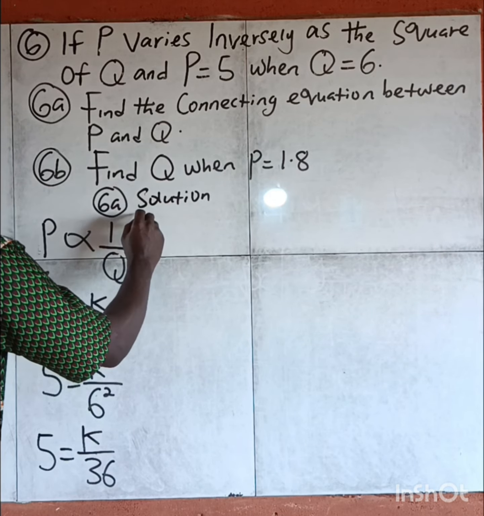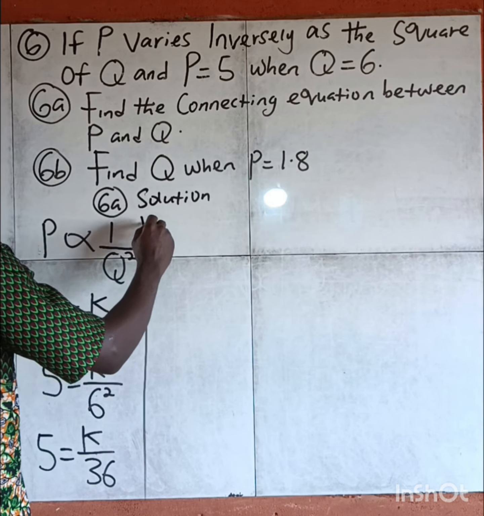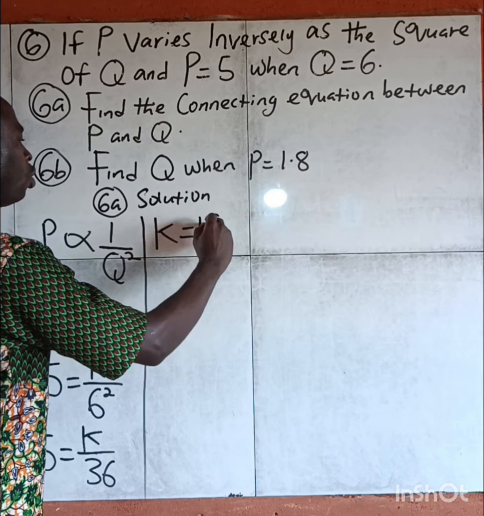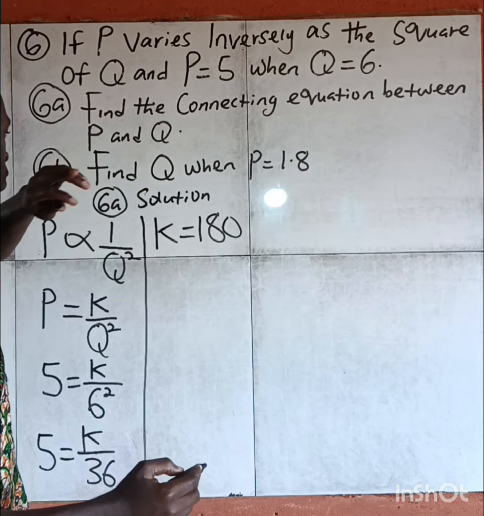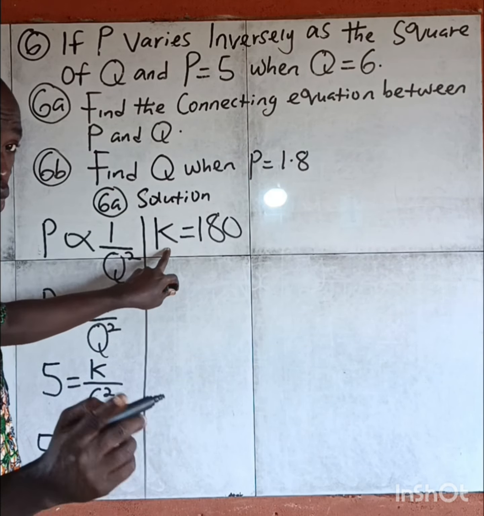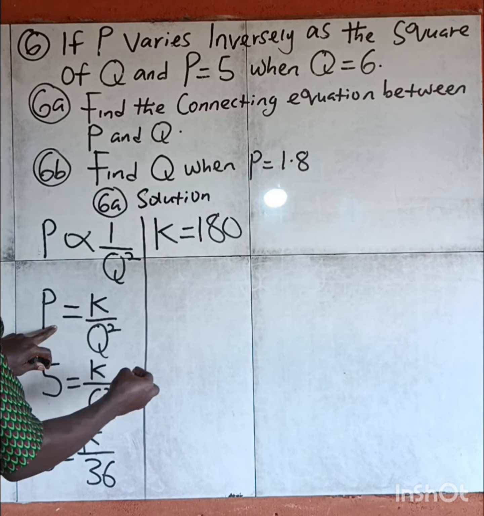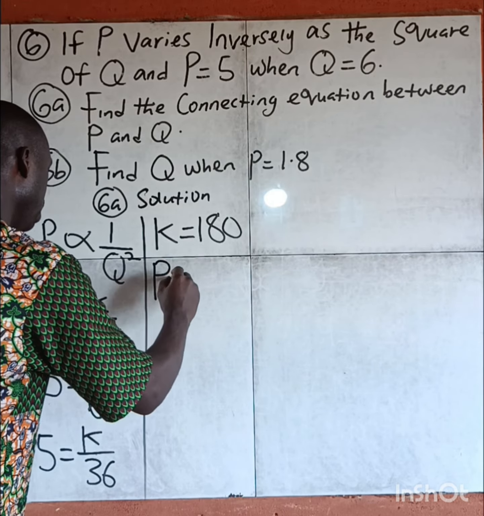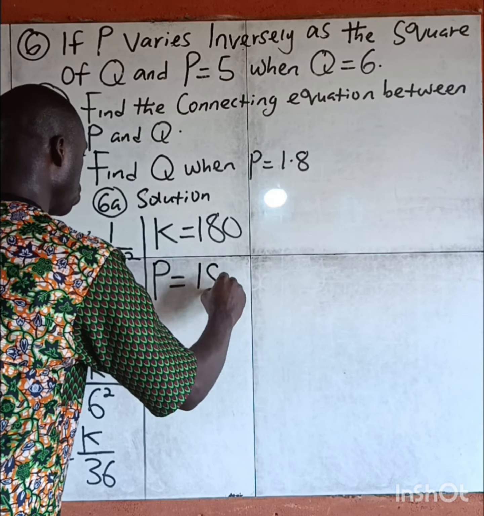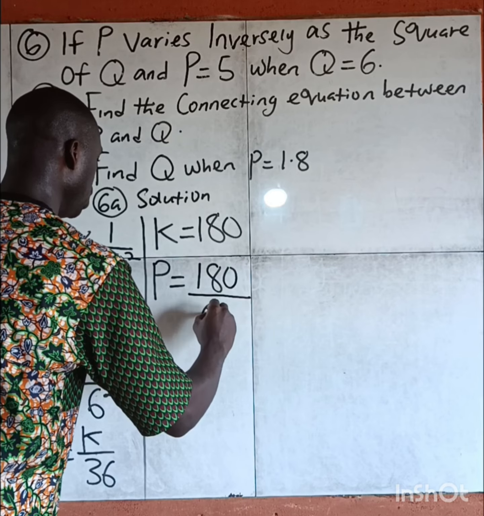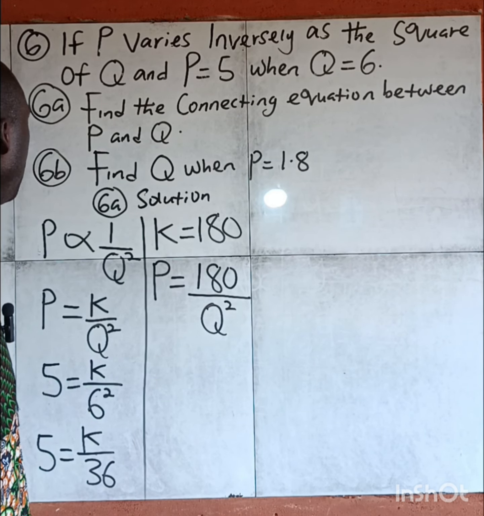So from this angle now, we can simply cross multiply. 36 times 5 will give me 180. So therefore my constant k will be 180. Remember, we are not done solving, because the question says find the connecting equation between p and q. That's question 6a. We have only gotten the constant. In order for us to get the connecting equation, we need to go back to that formula you generated, which is p equal to, now what is your constant? My constant is 180. So here becomes 180 over q squared, and this becomes my connecting equation.